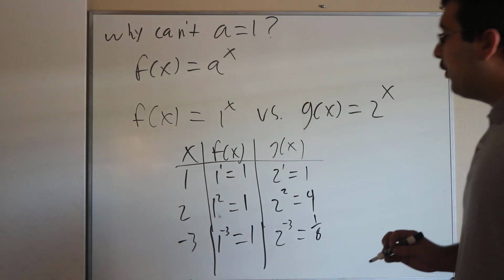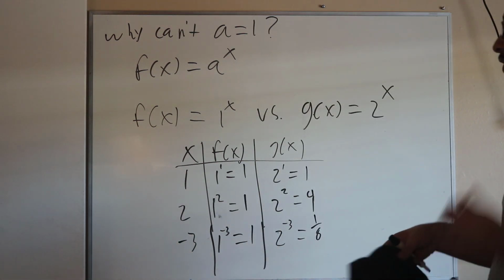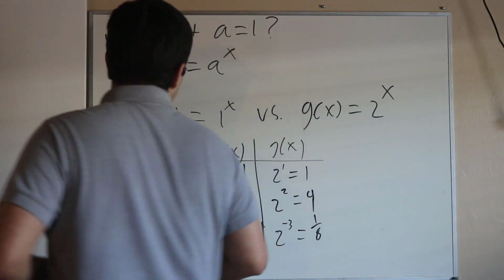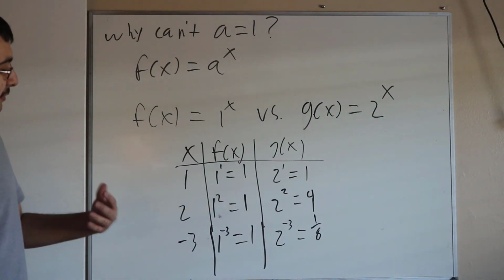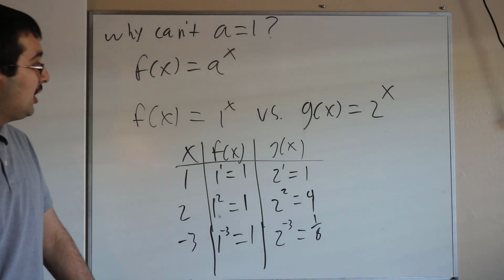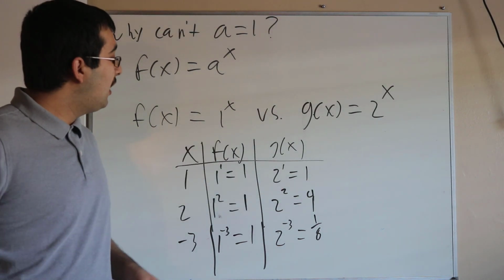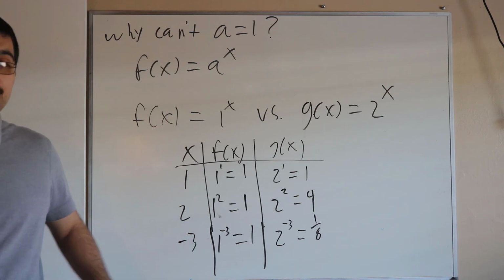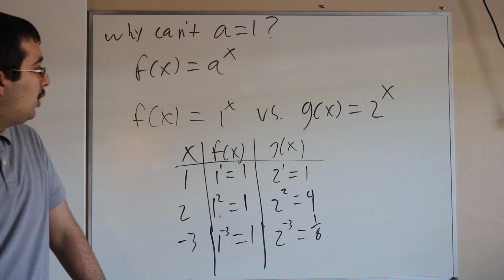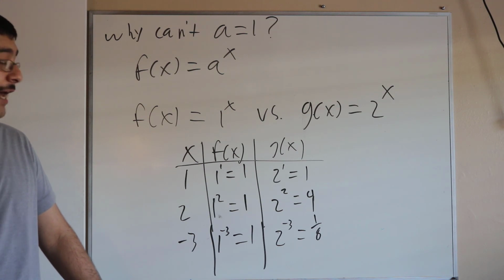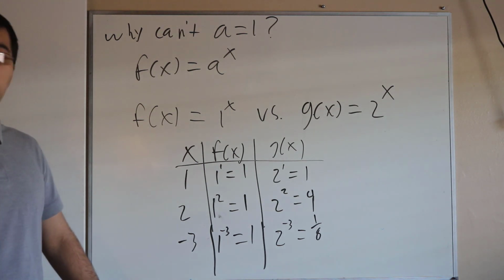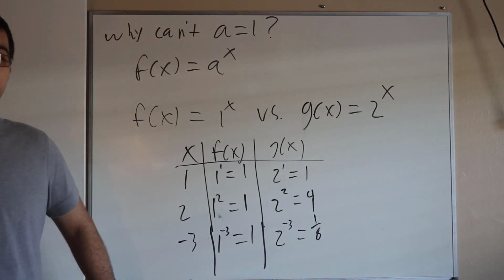Okay? And hopefully at this point, you're starting to see the reason why we don't want a to be 1, because look what's happening here. I have 3 different x's I plugged into these 2 functions. For the 2 to the x function, I got a bunch of different outputs. Things are changing. However, for the 1 to the power x function, my f of x, every single x I plug in makes 1. The output's still just 1.